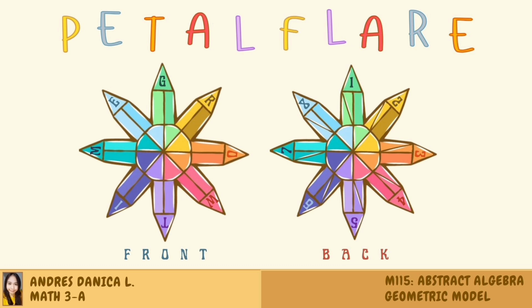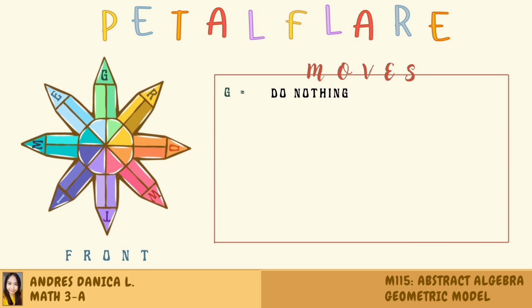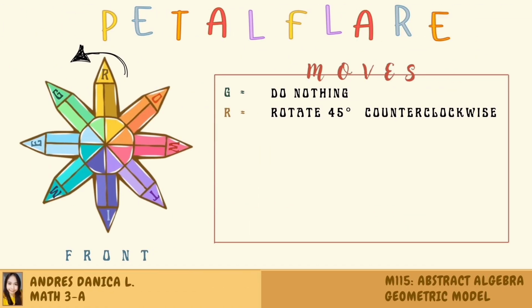In front part, we have elements G, R, O, W, T, I, M, and E. And in back part, we have 1, 2, 3, 4, 5, 6, 7, and 8. Now, let's explore the different moves that will be used. First, the element G, we have do nothing. Next, for the element R, rotate 45 degrees counterclockwise.